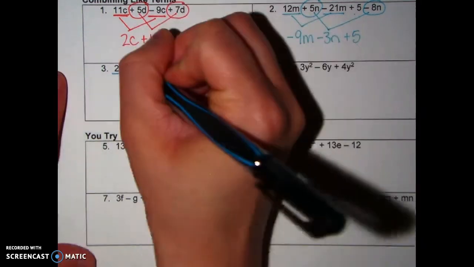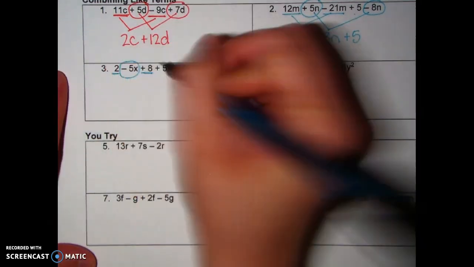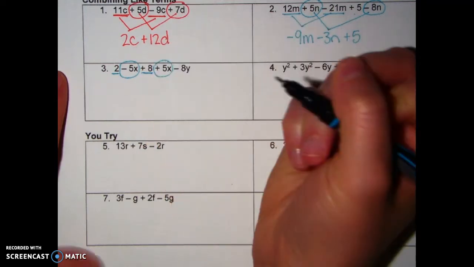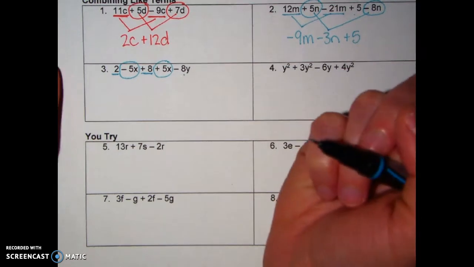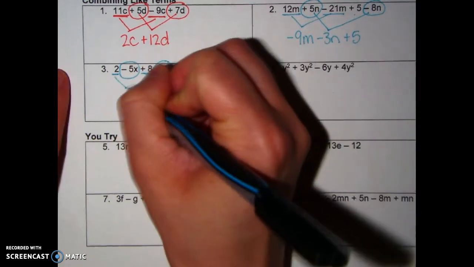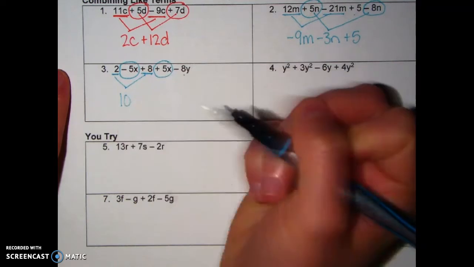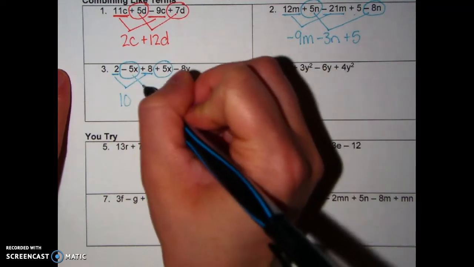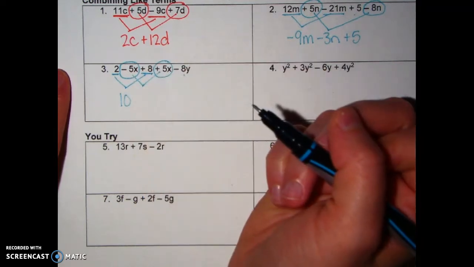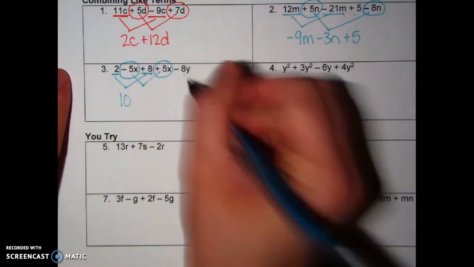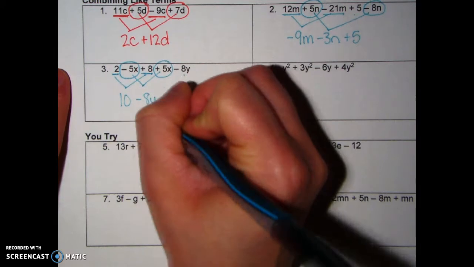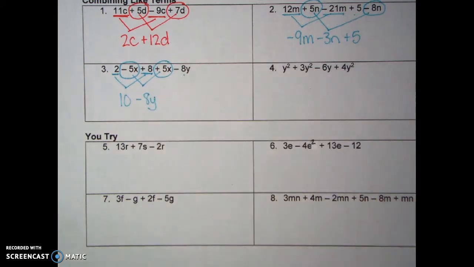And then I have negative 5x plus 5x, and that negative 8y does not have anything to match up with it. So 2 plus 8 is 10. Negative 5 plus 5, those are opposites. Those cancel each other out, so that's 0. So I don't even need to write that down. Bring down that minus 8y. Okay, and that one is done. It cannot go any further.